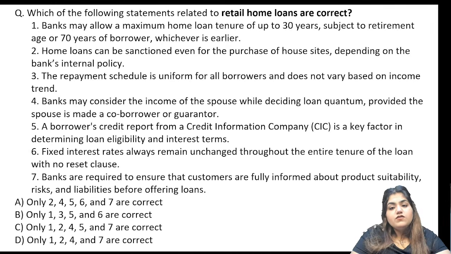Next, which of the following are correct regarding retail home loans? The tenure for a home loan can be 30 years, but not beyond the retirement age or 70 years, whichever is earlier. Statement number 1 is correct. Statement number 2 is also correct. Statement number 3 is not correct.